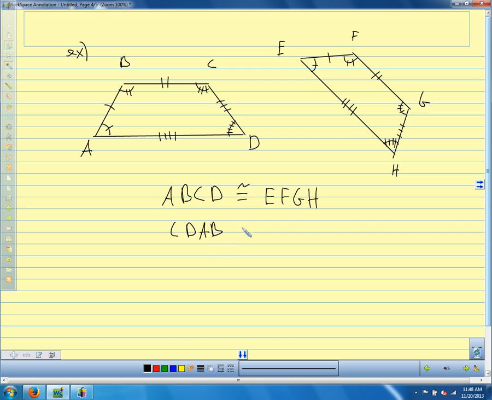If I wrote these in a different order, if I wrote C, D, A, B, I would have to write the other in a different order, and I'd have to write the order that they match up. So this would have to be G, H, E, F. So we make sure that the parts match up in the right order. So when we write the two things are congruent, we make sure that we match them up in the right order.